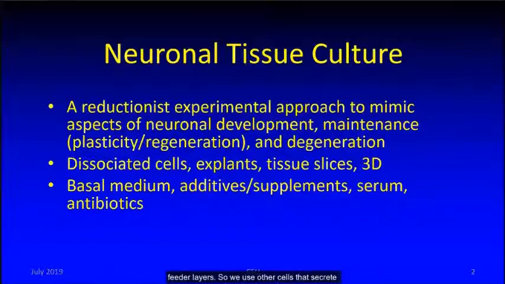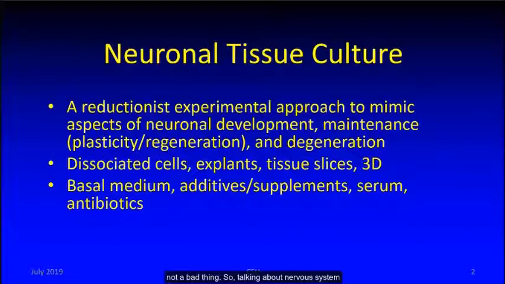We can use feeder layers, so we use other cells that secrete all kinds of molecules that are extremely supportive for the growth and survival of neurons. A simple, relatively cheap source of growth factors is serum. You know, we use fetal bovine serum. It's readily available. It's also a fetal source, which means there's generally more growth factors in there. Very often we use antibiotics, although we try everything to work sterile. Adding some antibiotics is not a bad thing.